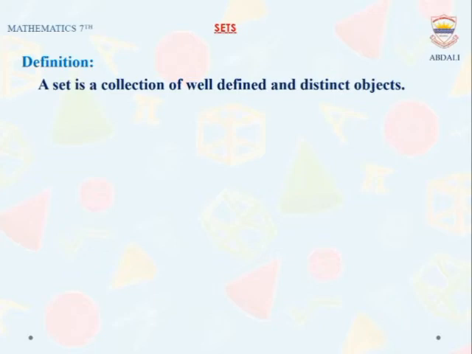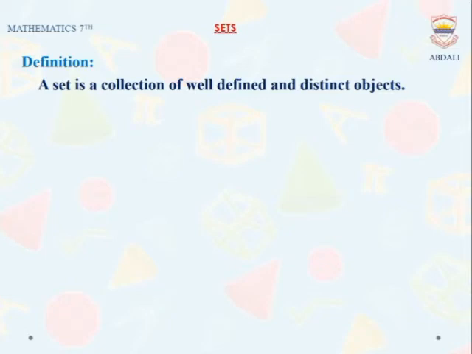Class, focus on this point. A set is a collection of well-defined objects, which means all the objects of the set are well-defined. There is not any ambiguity or confusion between the objects. They should be well defined and they should be distinct objects. Distinct means they are different from each other. There cannot be any repetition.